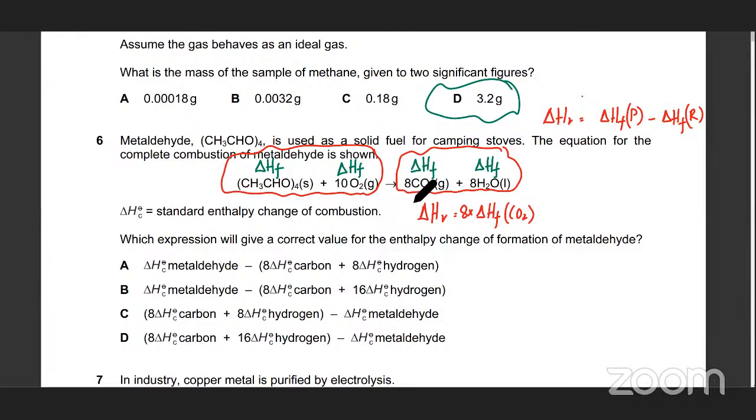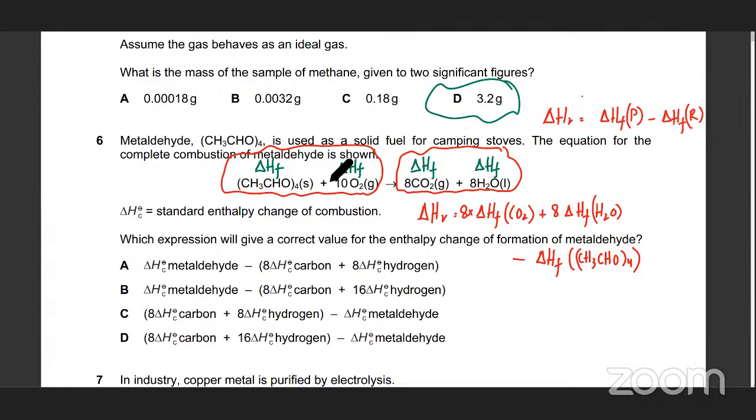So products minus reactants. This is one product. The other one is 8 times delta HF of water, right? And then minus the reactant. So what are the reactants? The reactant is metaldehyde. So it's minus delta HF of this thing, this CH3CHO4. Okay, metaldehyde, whatever this is. And the enthalpy of formation of O2 is 0. Remember that. So products minus reactants.